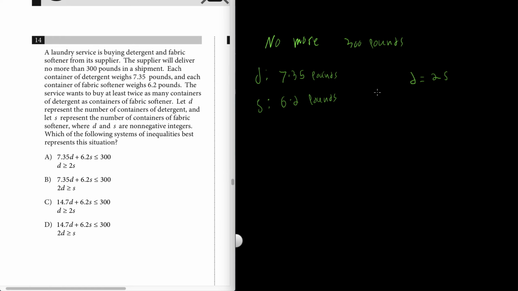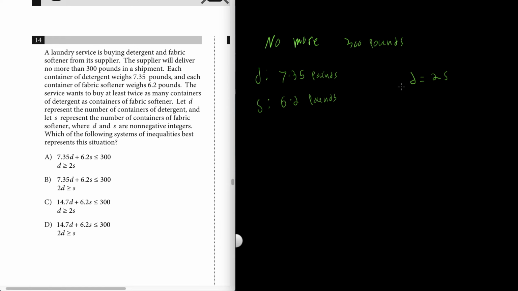Let D represent the number of containers of detergent. Okay, that's good because we also chose D. And S represent the number of containers of fabric softener. Okay, that's also good. We also chose S. Which of the following system of inequalities best represents this situation?